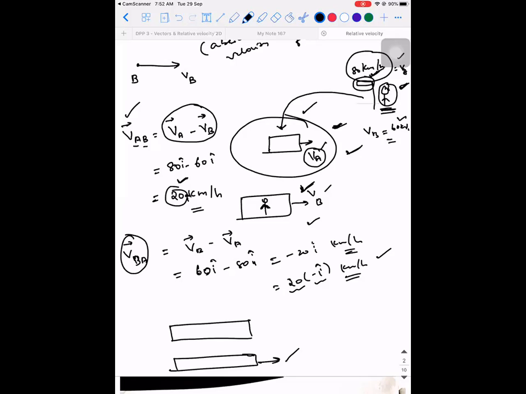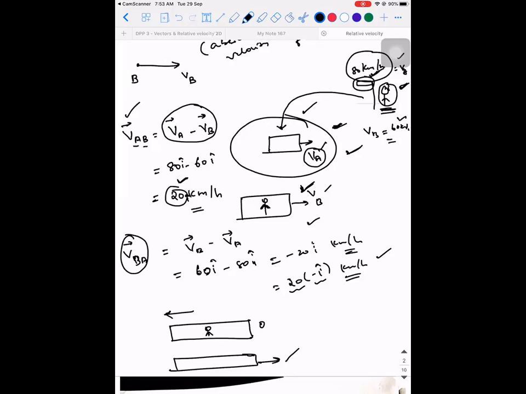Actually, what is happening? You're at rest only, right? You're sitting here, and you're trying to observe the train on the other parallel track. How exactly will you feel, guys? You will feel as if you are moving in the backward direction. Have you ever observed this? Yes, sir. You would have, right?